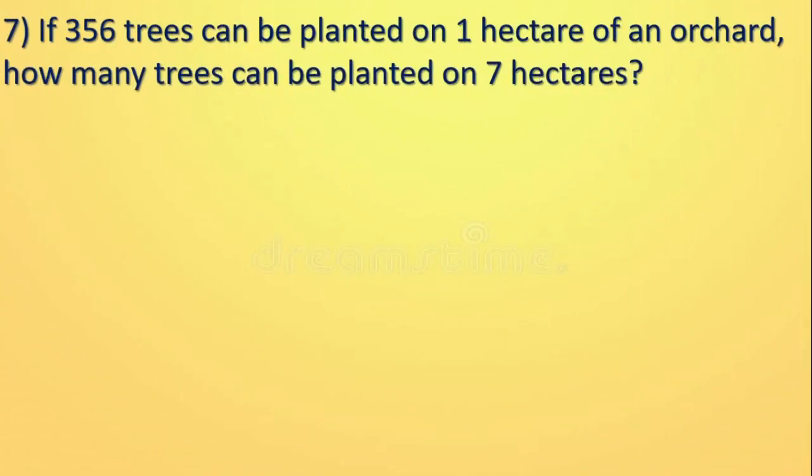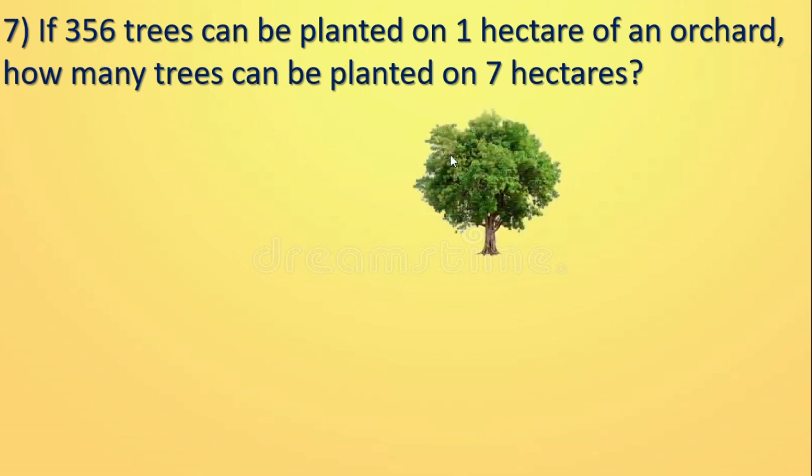One more sum we will try. If 356 trees can be planted on 1 hectare of an orchard, how many trees can be planted on 7 hectares? Yes, this is the measurement of a land, hectares. Okay, what to plant here? Trees. How many trees? 356 trees can be planted on 1 hectare.